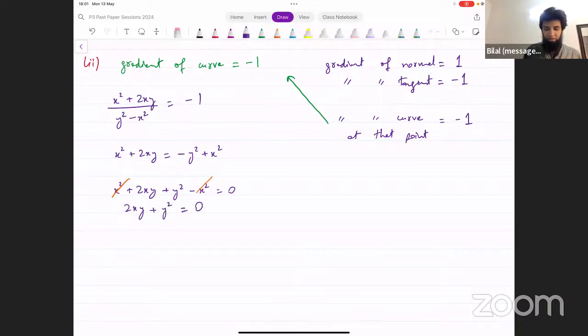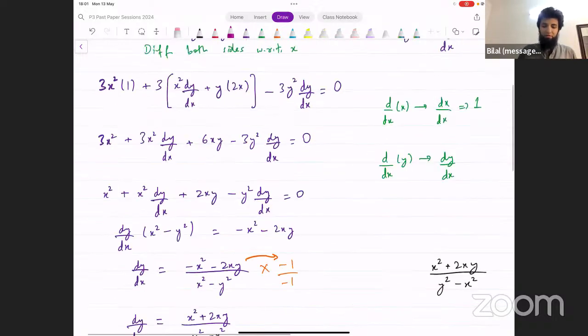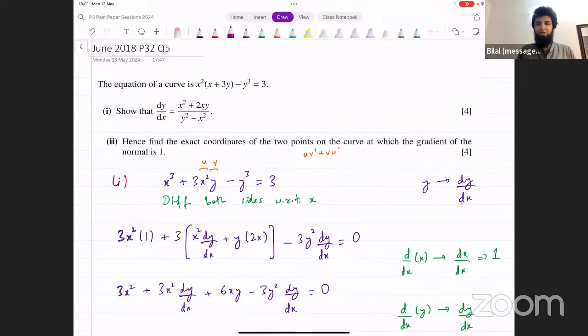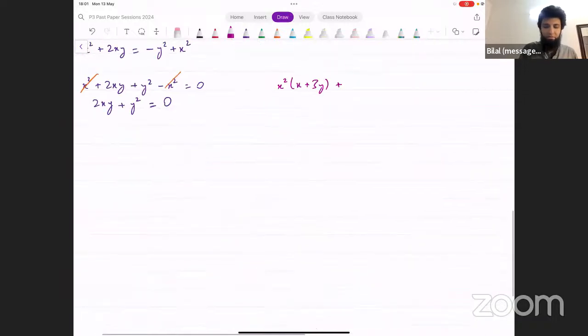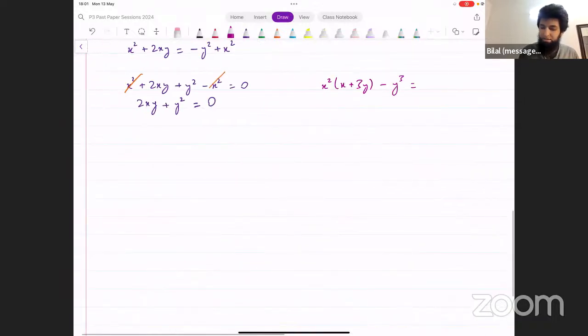Now this is one equation that we have in terms of x and y. In order to find that point, we need another equation. What's another equation that we've got? This point that we're talking about also lies on the equation of the curve. So this is another relationship between x and y. Let's write that down here. X squared into x plus 3y minus y cubed equals 3. This is another equation that we've got. So we have two equations in terms of x and y. All we have to do is solve these two equations simultaneously, and that is going to give us the values of the two coordinates for those 2 points.